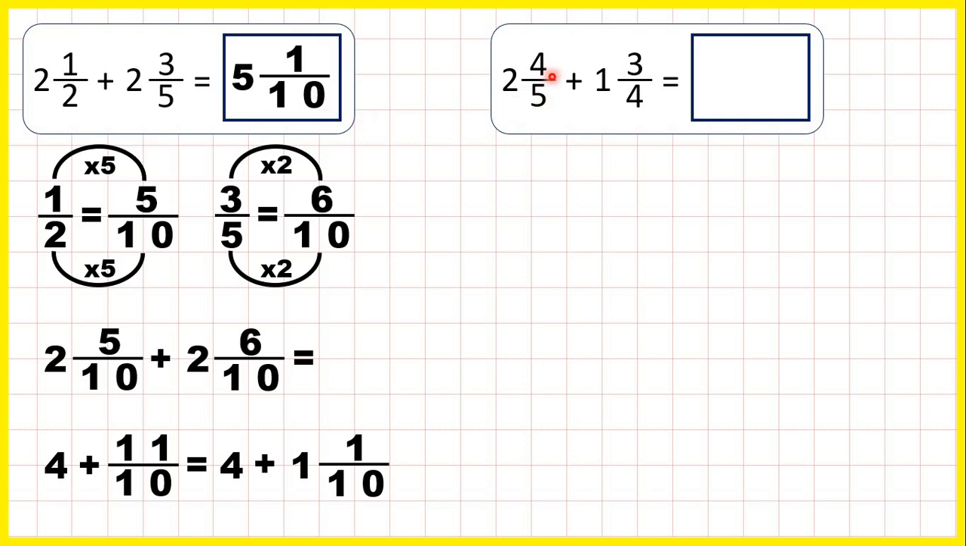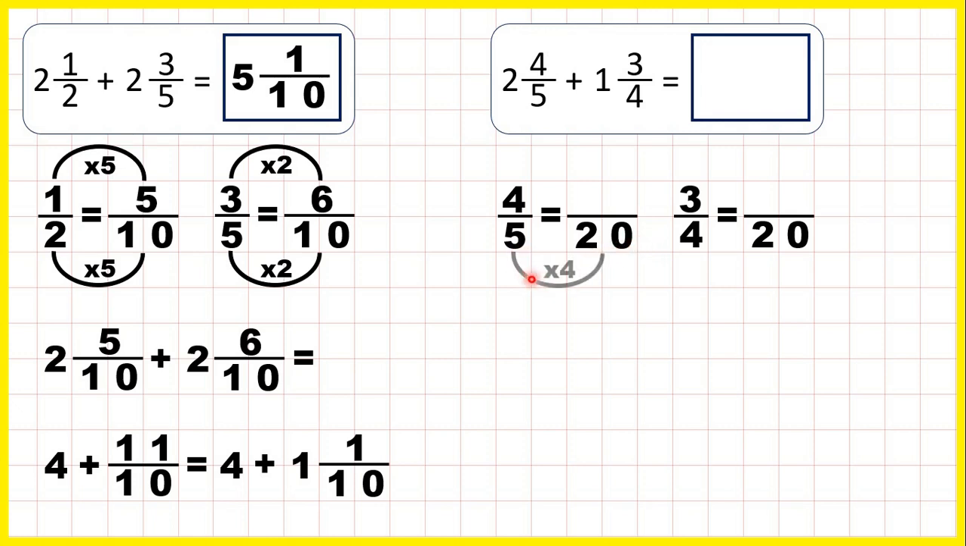Now 2 4/5 plus 1 3/4. So we need our fractions to have a common denominator, and 20 is in both the 5 and the 4 times table. So we find equivalent fractions with a denominator of 20. 5 times 4 is 20, 4 times 4 is 16, 4 times 5 is 20, 3 times 5 is 15.